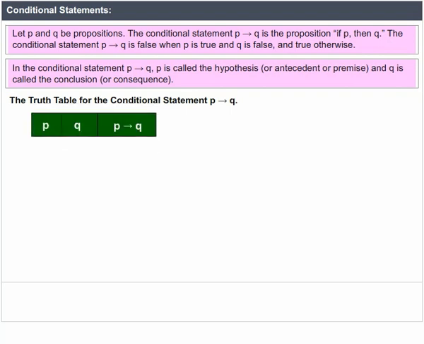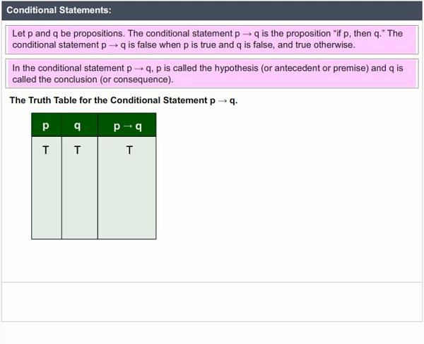Now we're going to see the table. P, Q, and P implies Q. P represents T, Q represents T, P implies Q is T. Second row: P represents T, Q represents F, then P implies Q represents F. Third row: P represents F, Q represents T, then P implies Q represents T. Fourth row: P represents F, Q represents F, then P implies Q represents T.